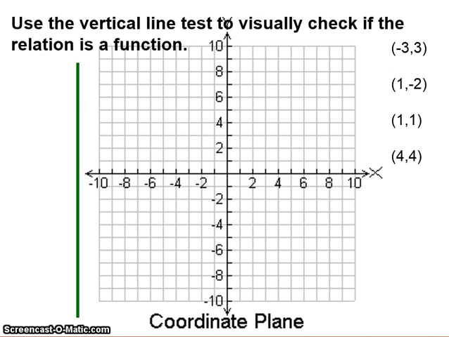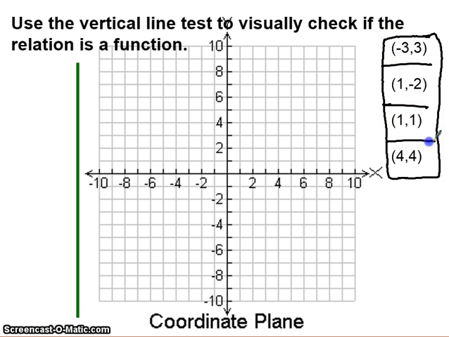So let's look at some examples. We're going to use this vertical line right here to test if this relationship is a function or not. Now currently we see that these 4 points are listed as ordered pairs, but we can put them on a graph because if we want to use the vertical line test, we have to have them graphed. So let's graph -3, which means go left 3 and up 3. 1, 2, 3. Let's graph 1, -2, so that's to the right 1, down 2.